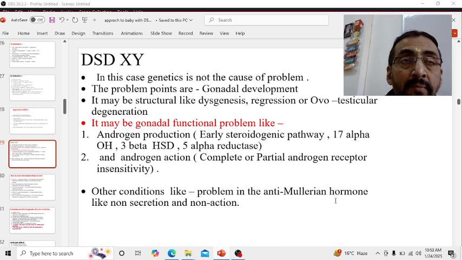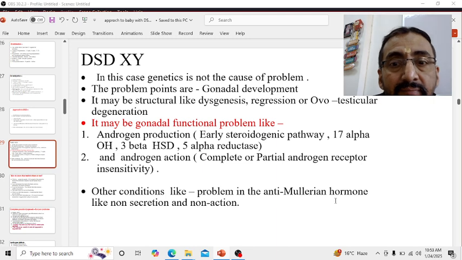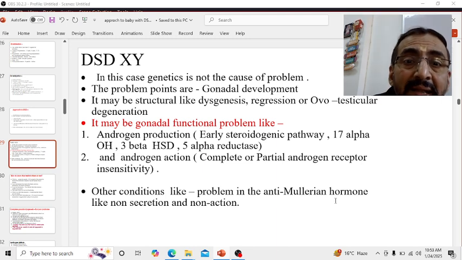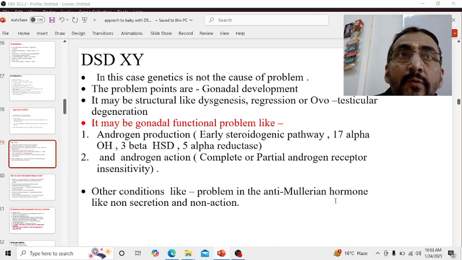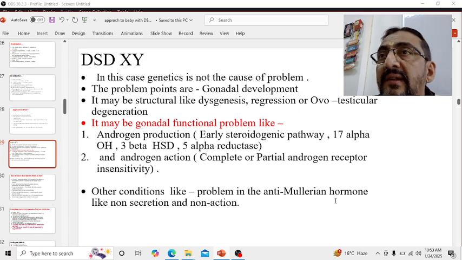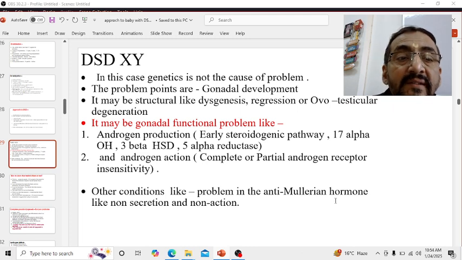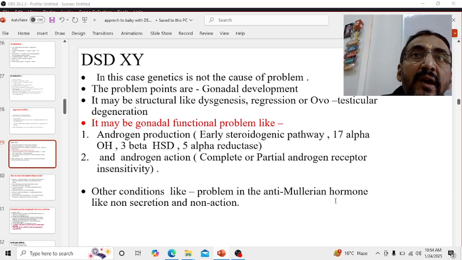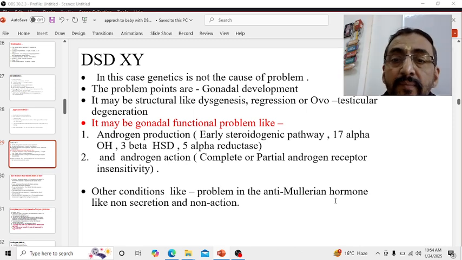Another is androgen action problem. Androgen is produced normally, a normal amount of androgen has been produced, but it is not acting properly. So why is it not acting? Because receptor insensitivity is there. We have already discussed the complete androgen insensitivity syndrome. That means the produced hormones are not able to act on the receptors, and as a result the androgen effects are not produced.